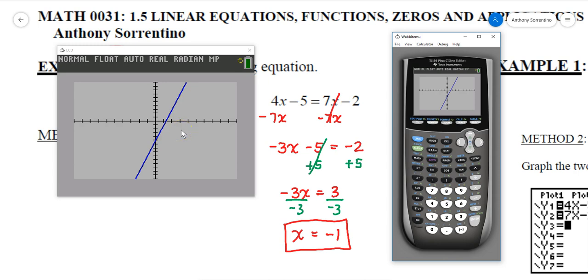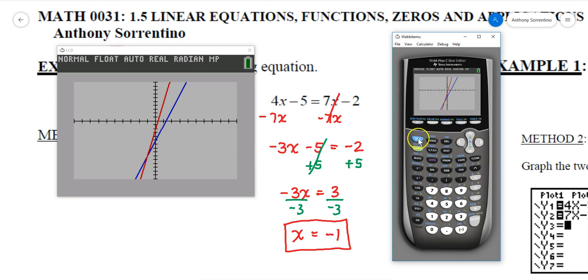Because that's what I'm looking for here. I'm looking for when these two expressions are exactly the same value, and that happens when they intersect each other. So right here is where I'm going to find that answer. I want to find the x value where that would work. So I want to find this intersection.